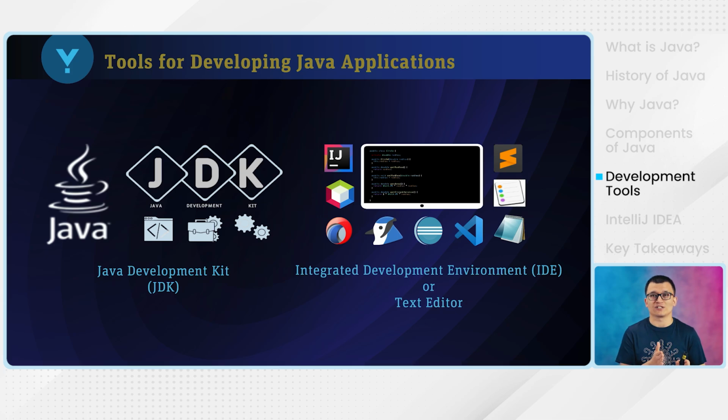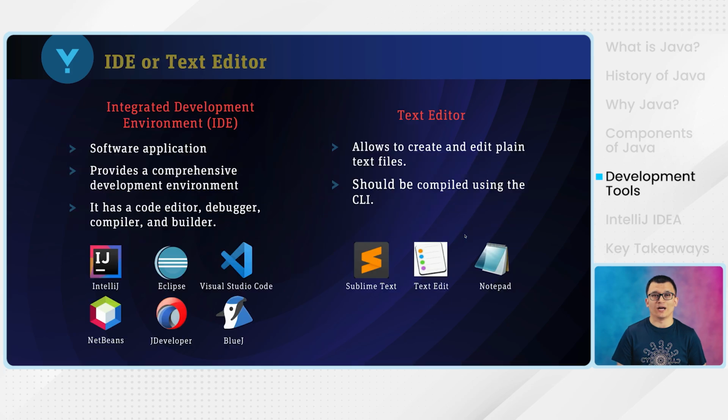One is JDK. It's a must for you to have if you want to be able to work with Java applications. And the other one is either the IDE tools or the text editor. One of those is needed in order for you to develop Java applications, either the IDEs or text editors. But we would strongly recommend you to go with the IDEs. Here is the reason why.